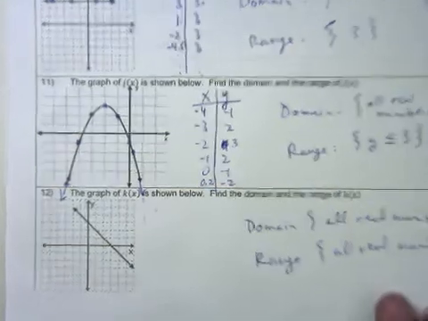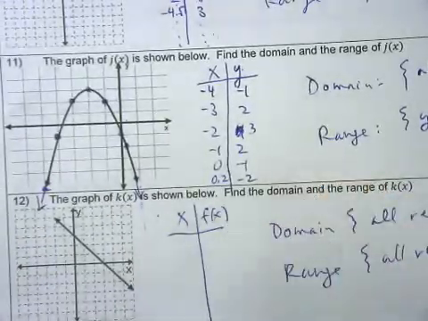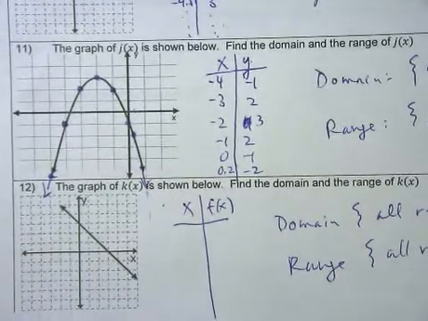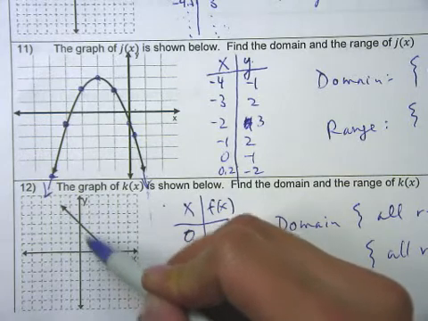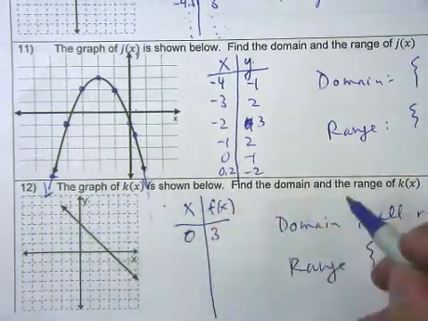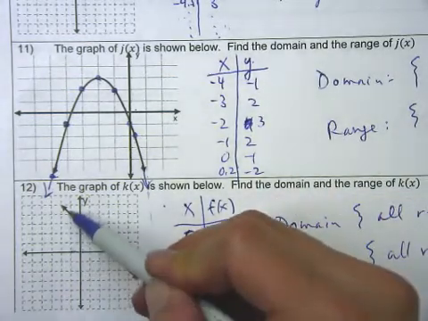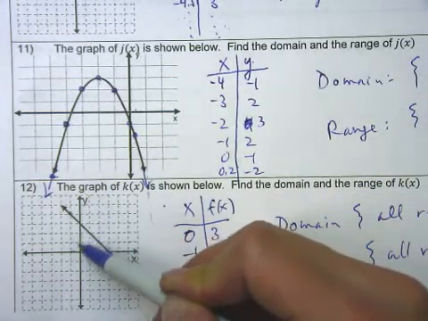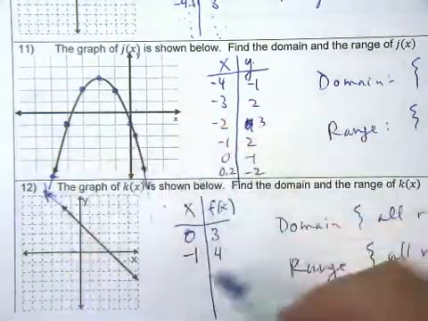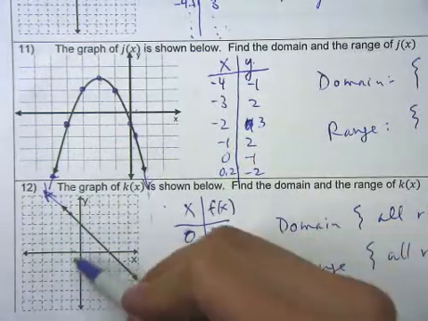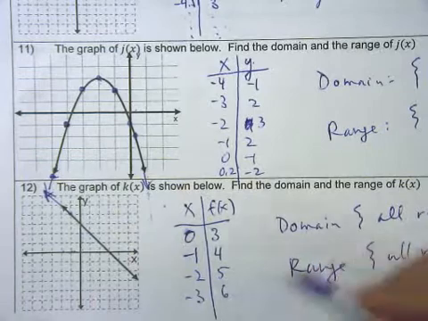And you can see, if we were to make an input-output table, is it possible for x to be 0? Yep, because we have this point here, (0, 3). Could we have an x value that's -1? Yep, and we got it right here. (-1, 4). And this is going to keep on going to the left. So we could find a -2. That would be (-2, 5), and it could keep on going, (-3, 6).